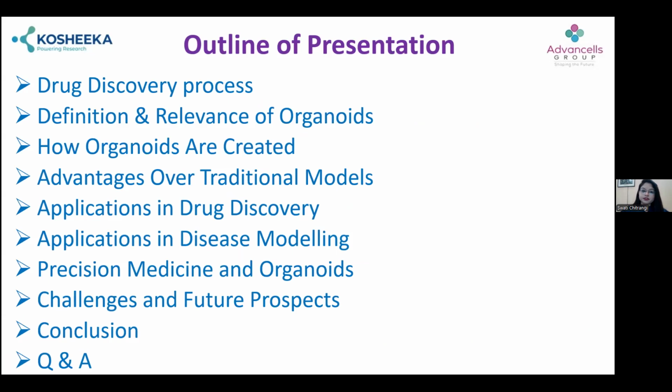So first I will discuss how one drug gets FDA approval and gets into the market, and how much effort and cost it takes to bring one drug to market. Then how organoids can help to expedite the drug discovery process, and how we can create organoids in our lab. Then the advantages of organoids over traditional methods like 2D culture, cell lines, or animal models.